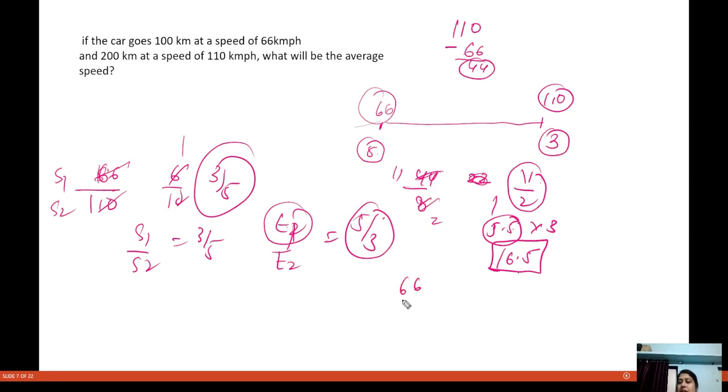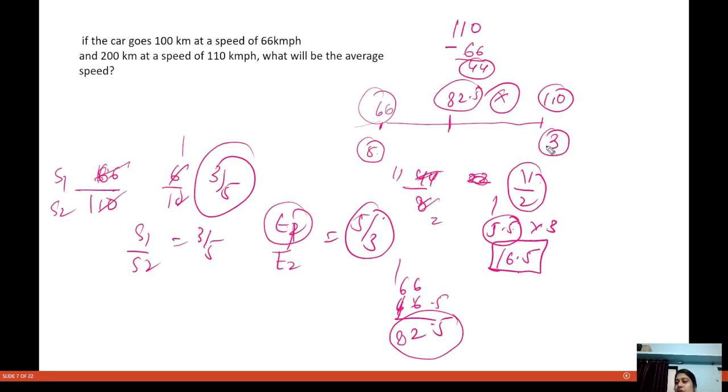Add this 16.5 to 66, so you will have 82.5. Okay, so you will get 82.5 as the average. Now this is wrong. I'll tell you why this is wrong.